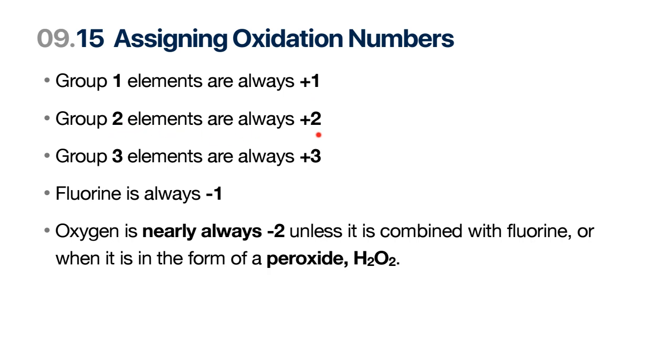Group 2 elements are always +2 when they're bonded to something. On their own, they're going to be 0, right? Fluorine is always -1. Note how it's saying fluorine, not talking about chlorine or anything. Oxygen, just ignore the "nearly always." Just consider oxygen being always -2, unless it's combined with fluorine or something. We'll cross that bridge when we get there. Oxygen is always -2. Okay?